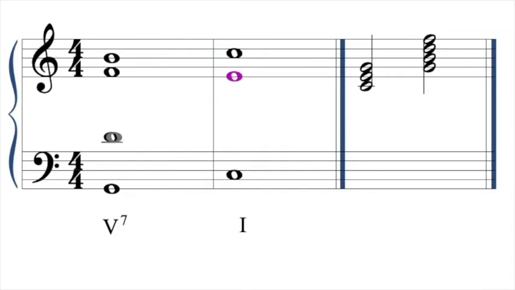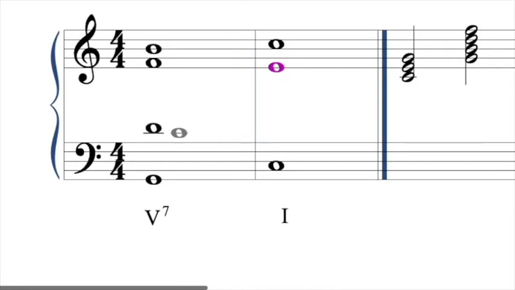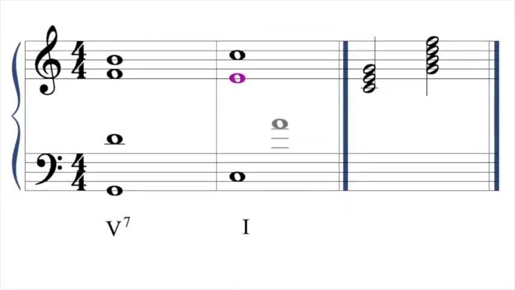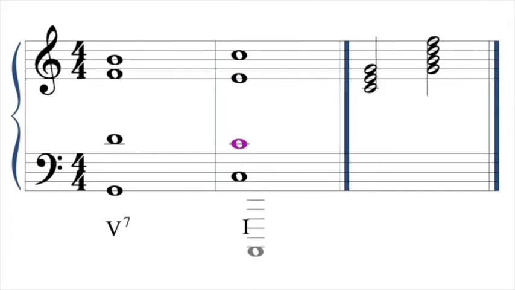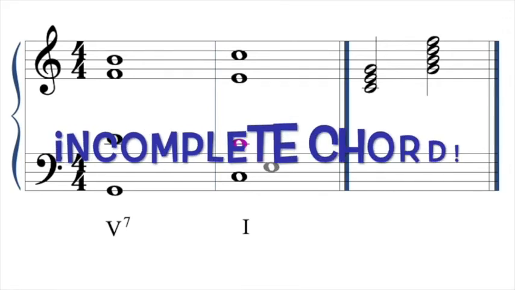Now we have this D to deal with. This D could resolve down by step to the C. But the issue that this gives us is that we now have a 1 chord that has 3 scale degree 1s in it and a scale degree 3. It has the root and the 3rd, but no 5th.